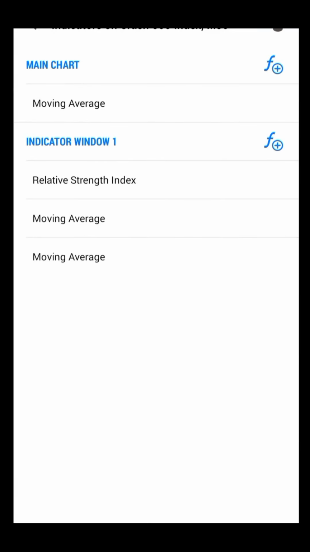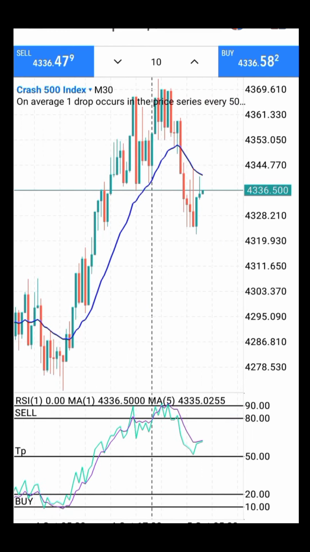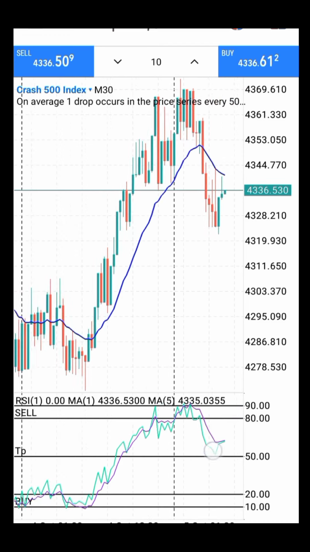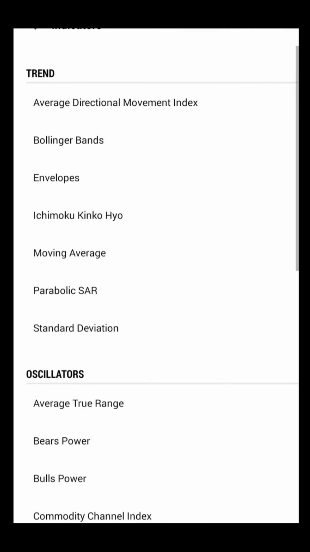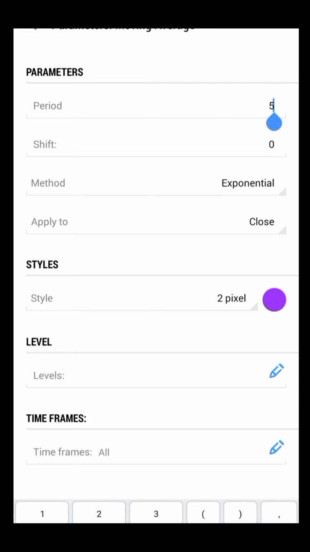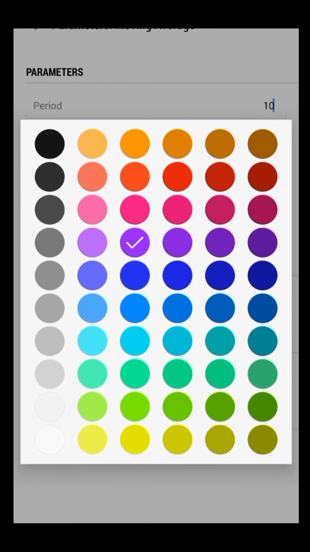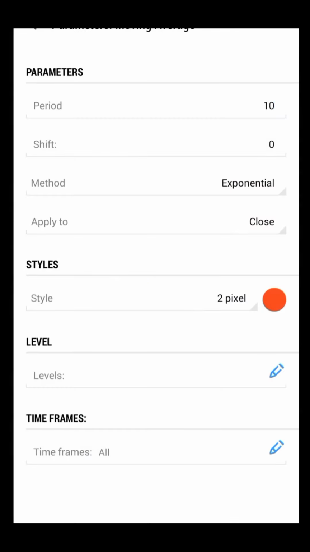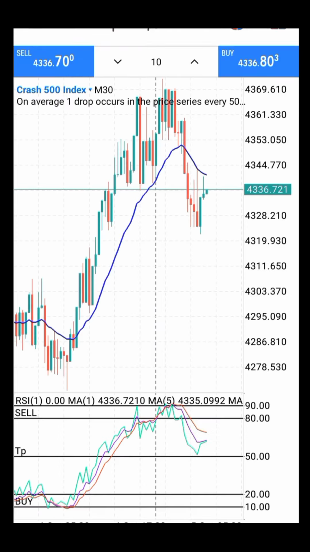So under this indicator window again, let's first look at if you have something like this. The remaining indicator to add under this indicator window: come back to the indicator, click on the plus, click on moving average again. Then we need period 10 here. So choose a different color again. You can choose red, or any color of your choice. If everything has been done correctly, you should have something like this on your chart.